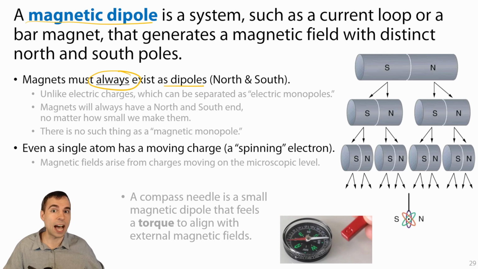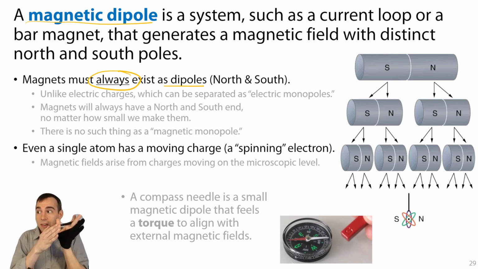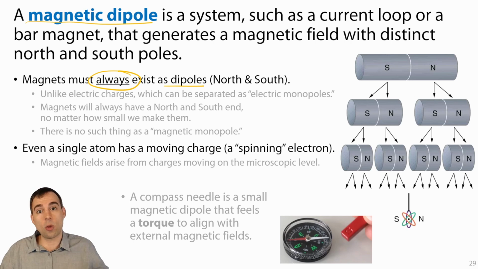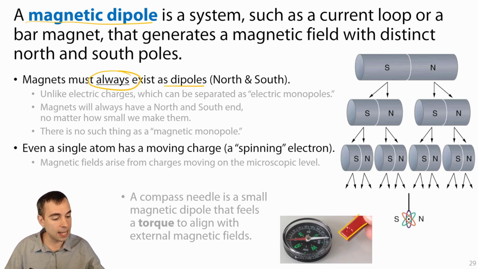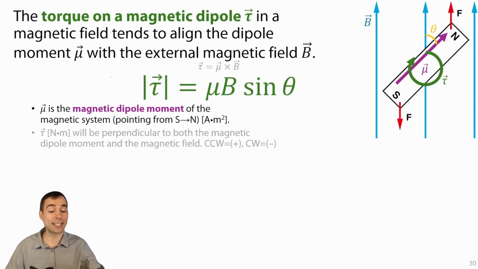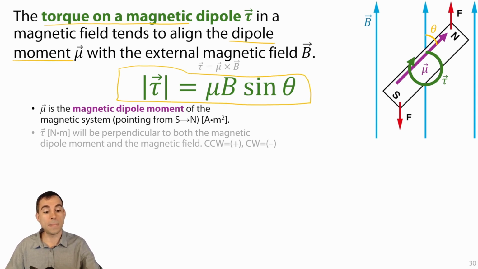Ultimately, this idea of magnetic dipoles is what causes a compass needle to feel a torque to align with an external magnetic field. Whenever you bring a magnet near a compass, you would see that the compass would deflect, and that implies that the compass itself has a magnetic dipole moment. The torque on a magnetic dipole can be calculated. The torque on a magnetic dipole will be a cross product between the magnetic dipole moment mu and the external magnetic field B. So this is a lot like the electric dipole in an electric field, except now it's dealing with magnetism, a magnetic dipole in a magnetic field.